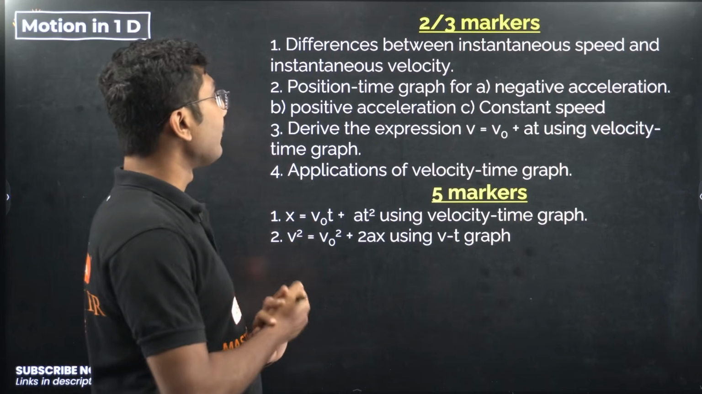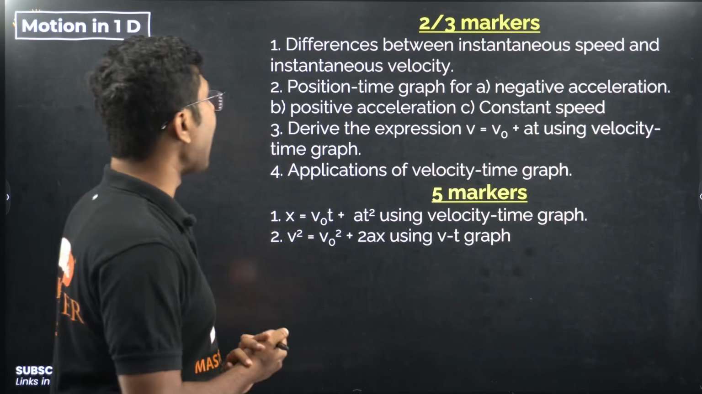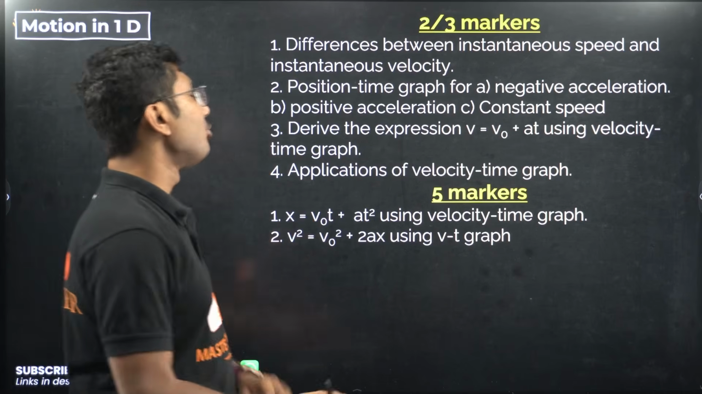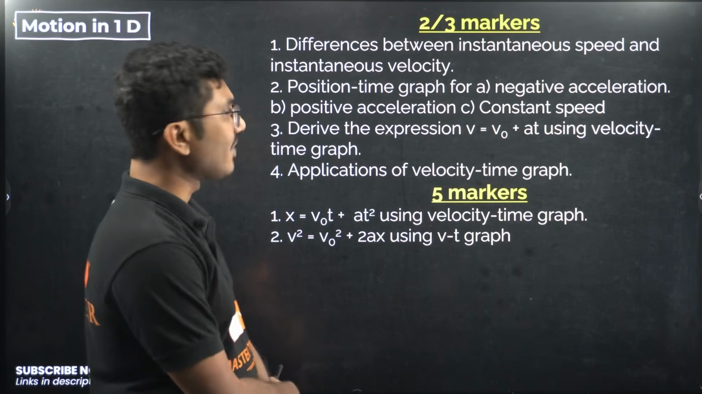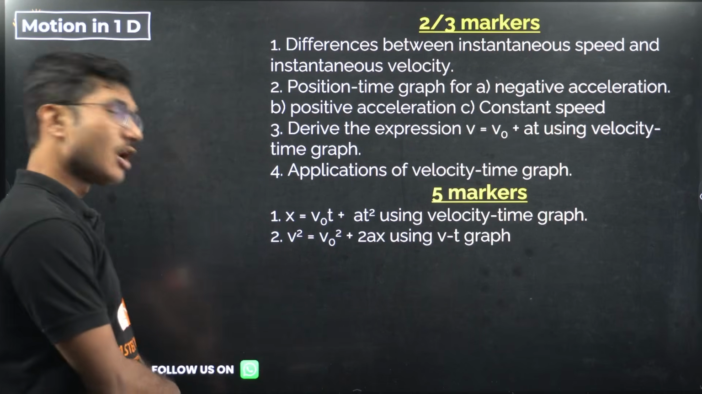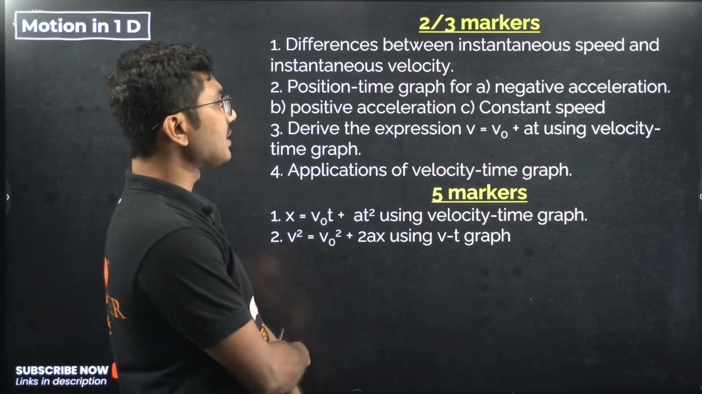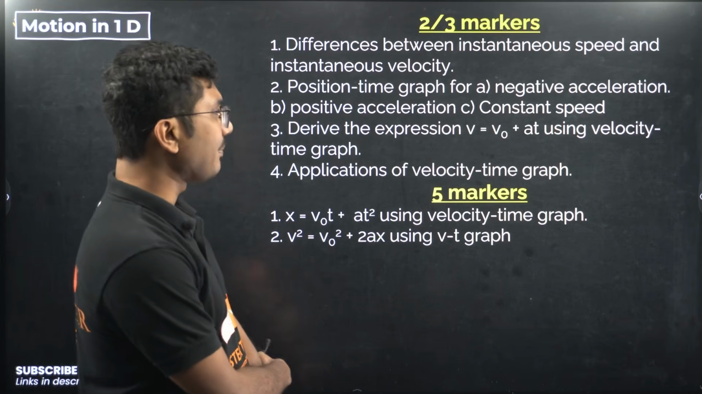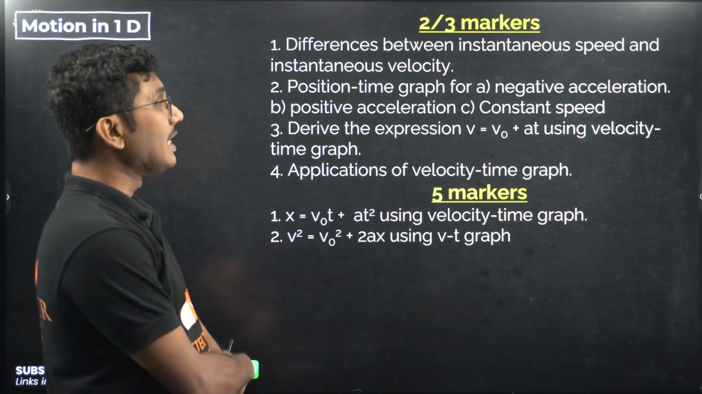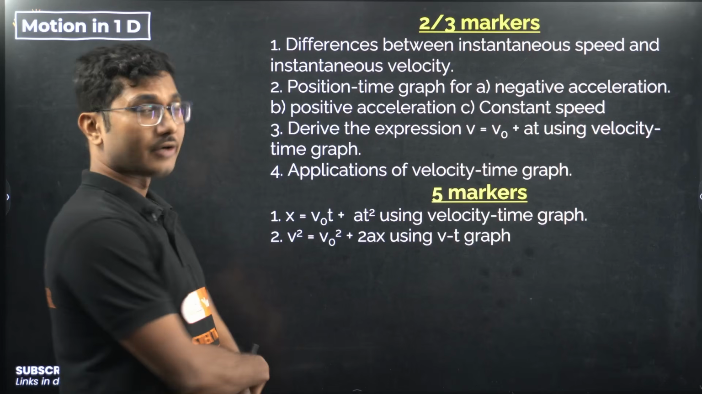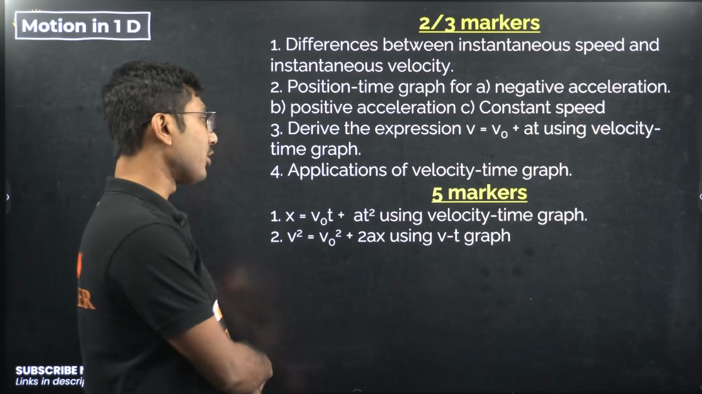Next, the difference between instantaneous speed and instantaneous velocity. Position time graph for negative acceleration, positive acceleration, constant speed. Derive the expression v equals v naught plus at using the velocity time graph. So graph based derivations are super important.